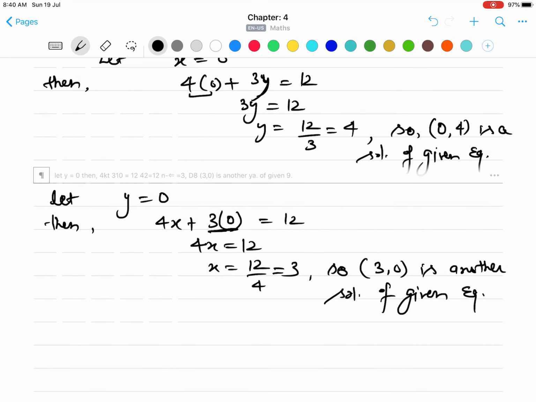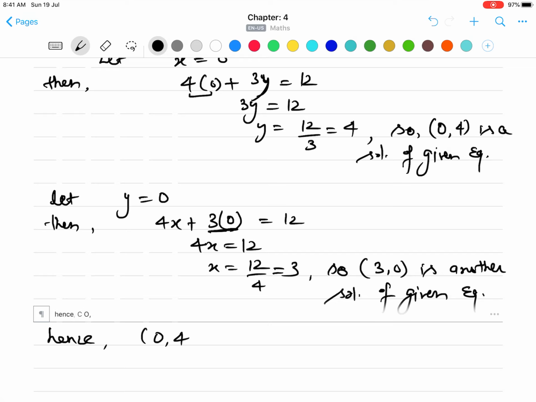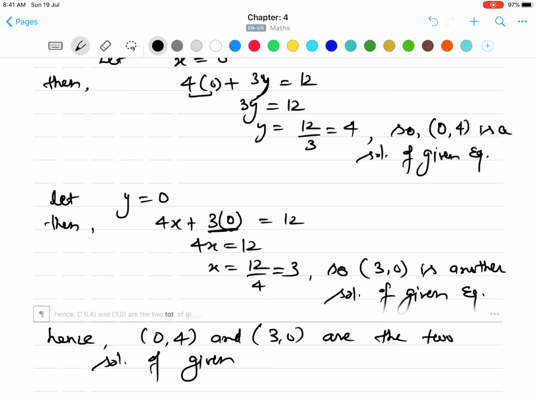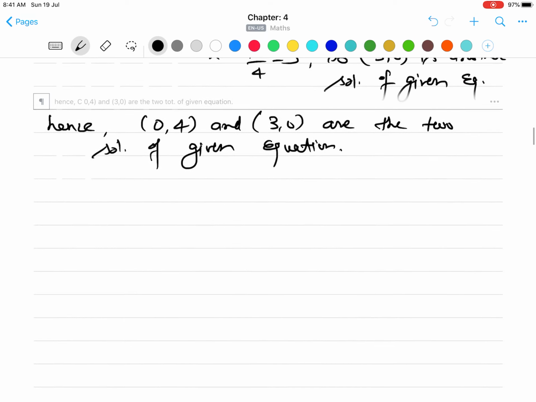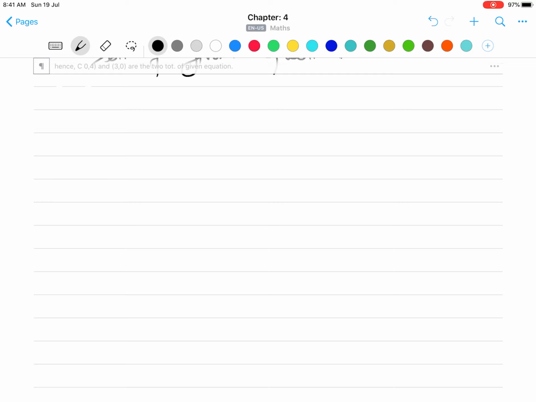Okay, so in the end you can write, hence (0, 4) and (3, 0) are the two solutions of the given equation. Okay, so that's the answer of part 1 of example number 4.